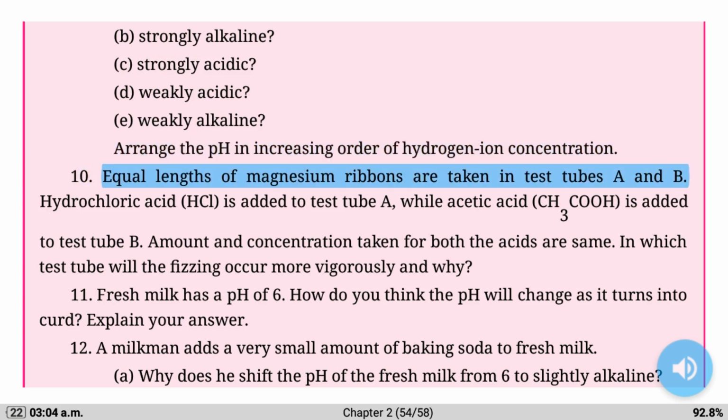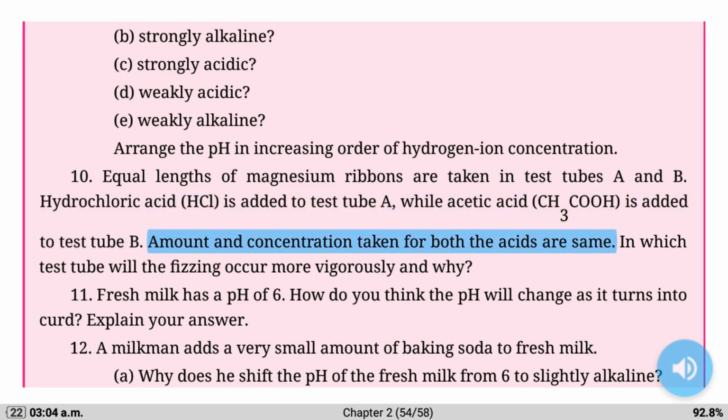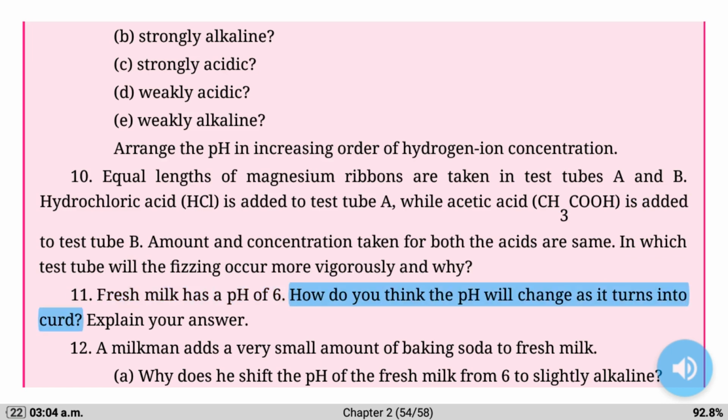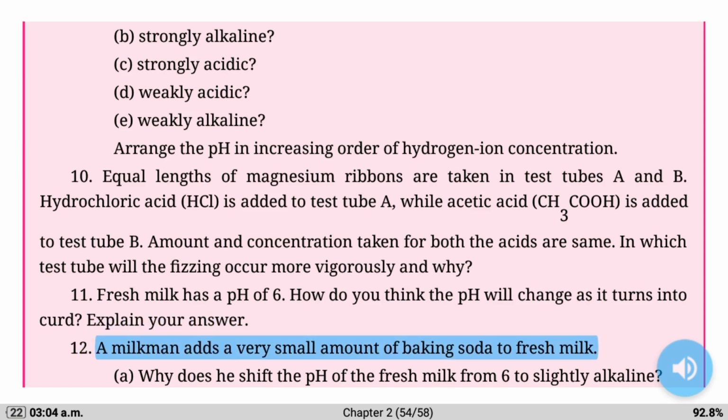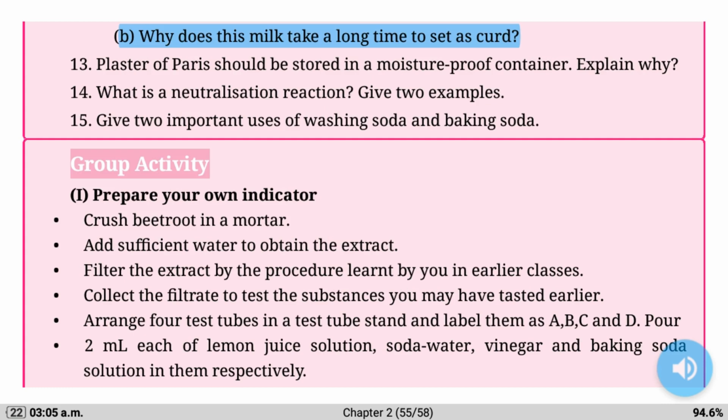10. Equal lengths of magnesium ribbons are taken in test tubes A and B. Hydrochloric acid, HCl, is added to test tube A, while acetic acid, CH3COOH, is added to test tube B. Amount and concentration taken for both the acids are the same. In which test tube will the fizzing occur more vigorously, and why? 11. Fresh milk has a pH of 6. How do you think the pH will change as it turns into curd? Explain your answer. 12. A milkman adds a very small amount of baking soda to fresh milk. A. Why does he shift the pH of the fresh milk from 6 to slightly alkaline? B. Why does this milk take a long time to set as curd?